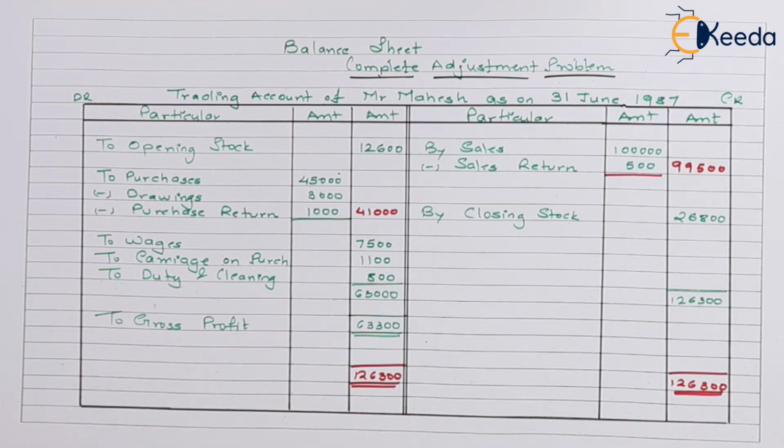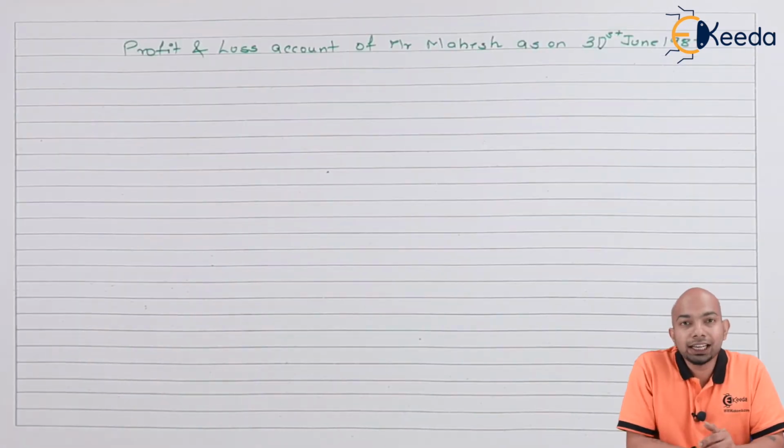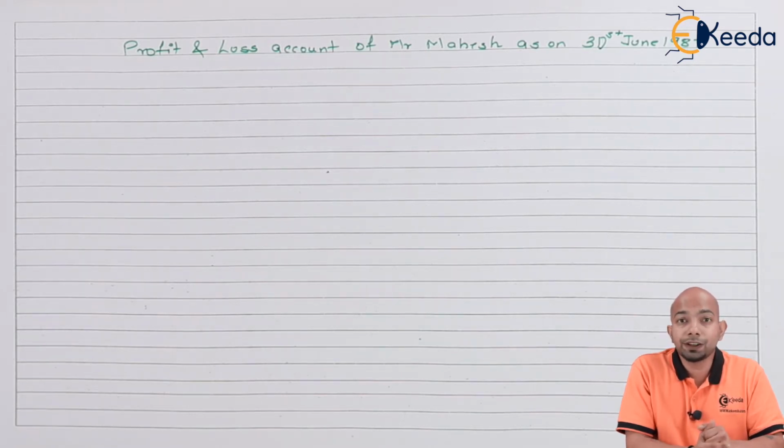So let's prepare the profit and loss account now, and then we'll figure out whether we have a net profit or a net loss there. Now that we have prepared a trading account, whereby we have figured out that we have a gross profit of 63,300, we'll further move that gross profit to the profit and loss account. Let's prepare it and figure out whether we have net profit or net loss here.